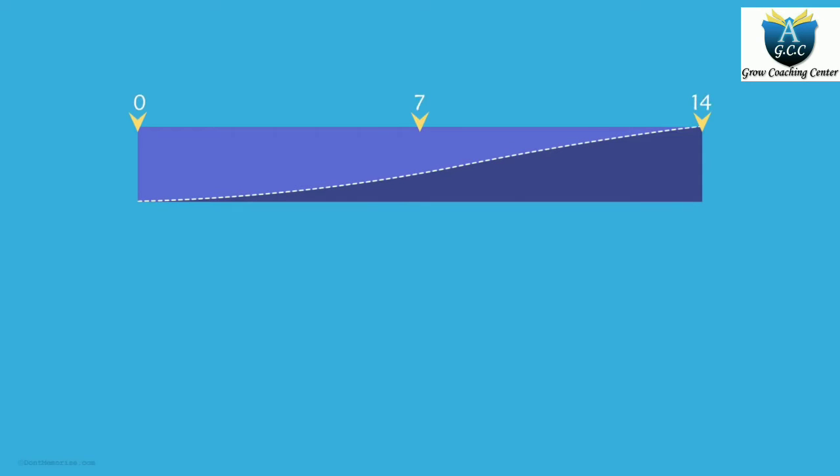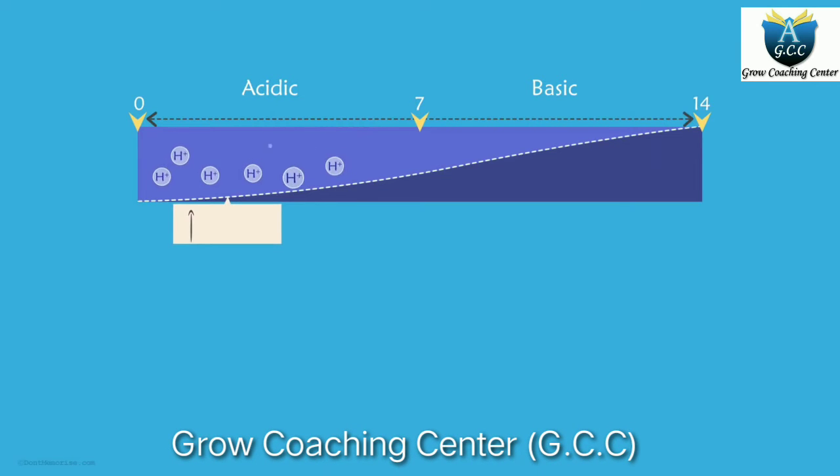pH scale we'd looked at in the first part of the video. The acidic nature increases as we move towards the left, and the basic nature increases as we move towards the right. Higher the concentration of H+ ions, lower will be the pH. And lower concentration of H+ ions will imply higher pH value.